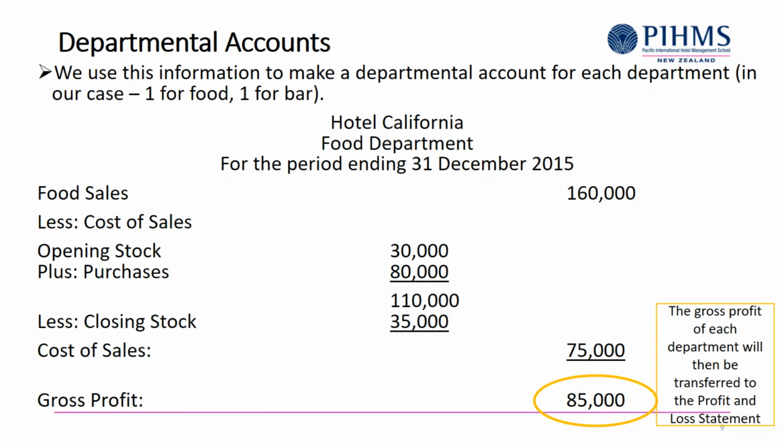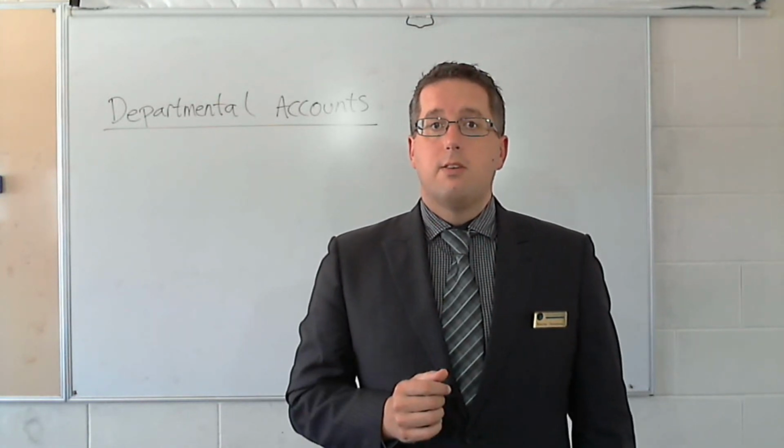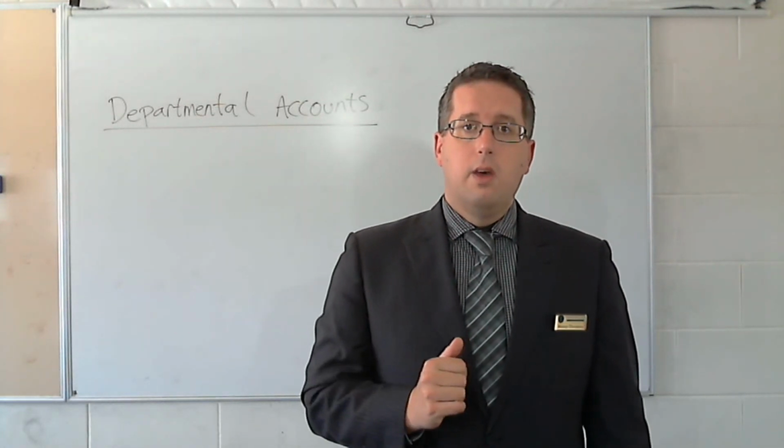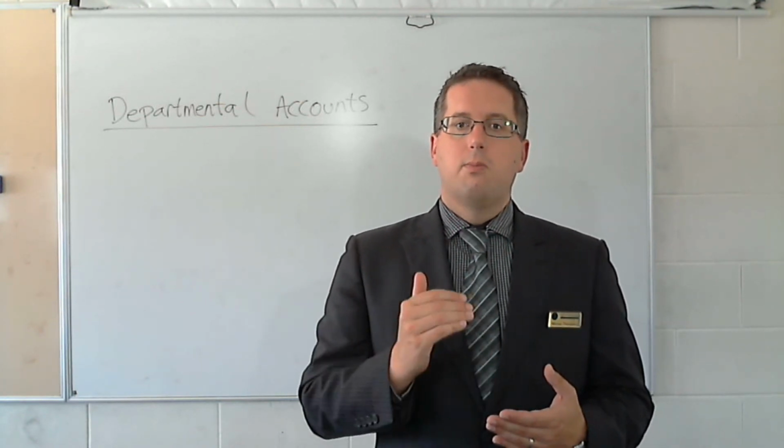Now you'll see down the bottom I've got highlighted, gross profit. The gross profit of each department will then be transferred onto the profit and loss statement or the income statement. So we'll explain that in the next step, but that is the whole point. What's the gross profit? And then we transfer that into the next item, into the income statement. Okay, so departmental accounts, they are there to see the performance of that department. Highly, highly useful for managers to actually look at their department. And you've seen the layout, sales for that department, less cost of sales equals gross profit.